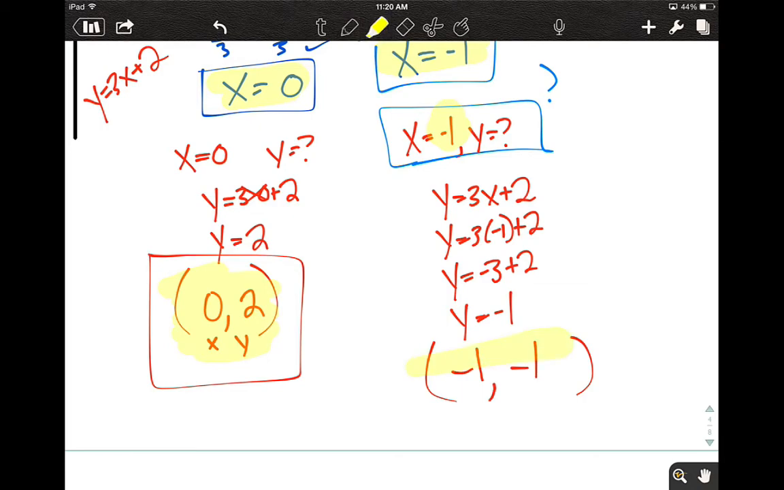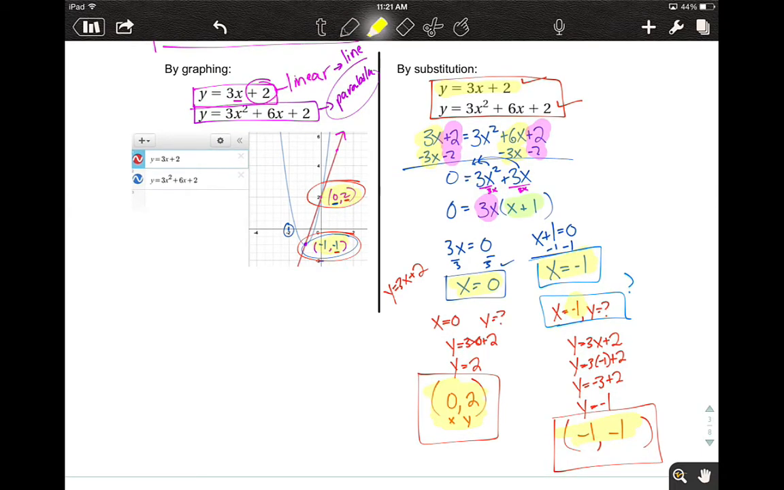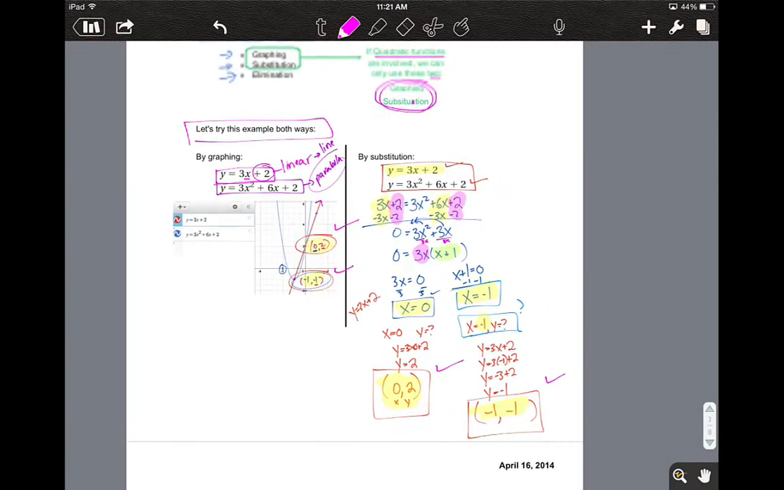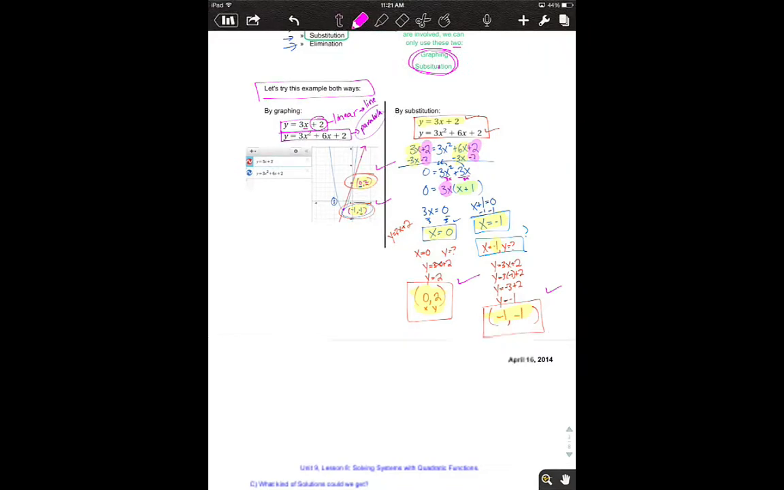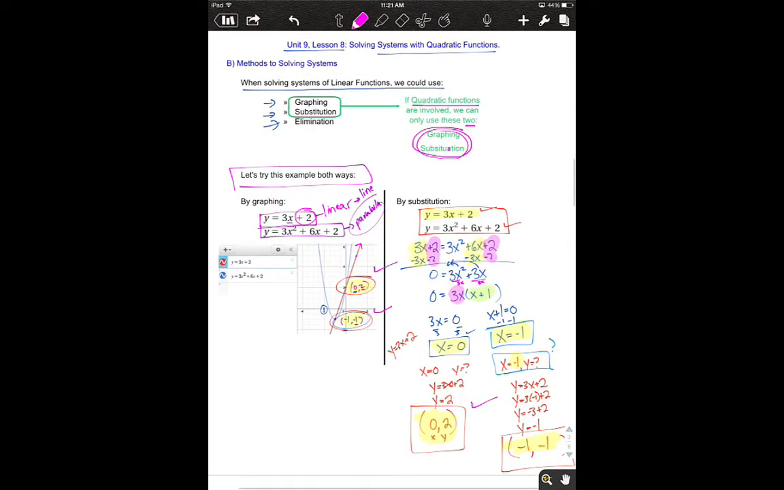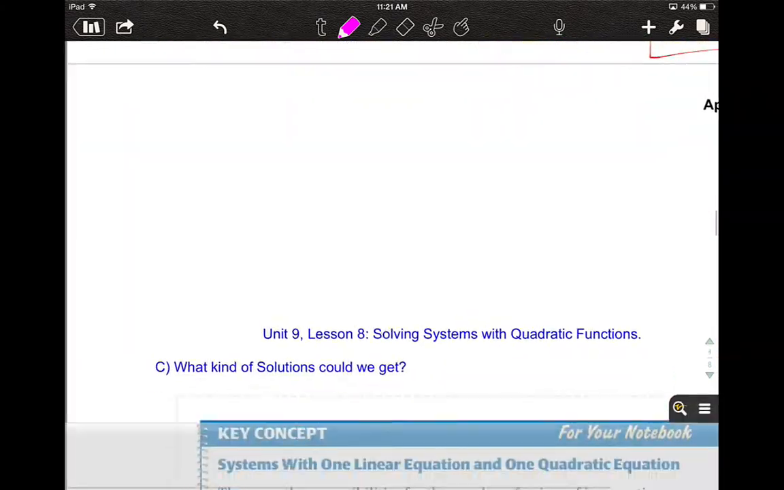Okay, so let's highlight that. Maybe we'll put a big red box around it as well. But hopefully those match what I have over in my graphing. Do they match? Well, we have 0, 2, 0, 2. We have -1, -1, and -1, -1. So this is going to be what we were working on next time you come to class. That's kind of the whole overview of how we're going to do that. We can graph or we can use substitution. That's really all of the specific skill type things.